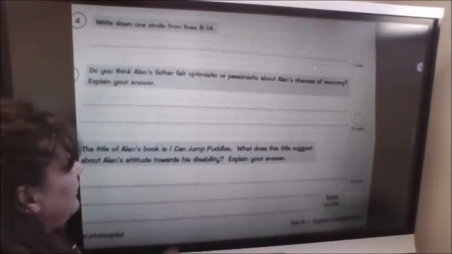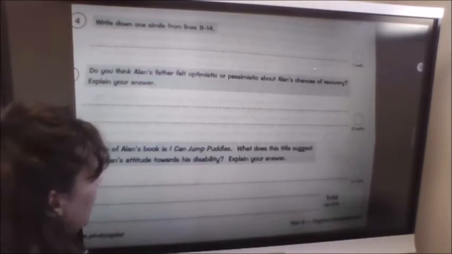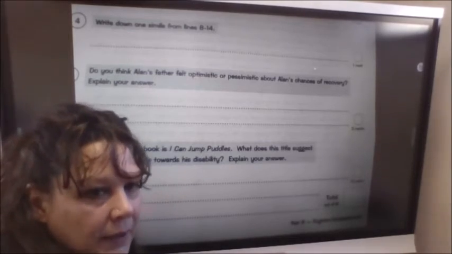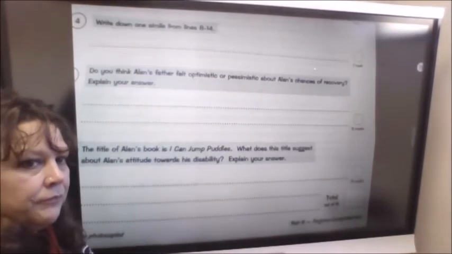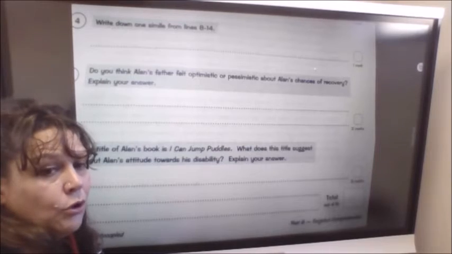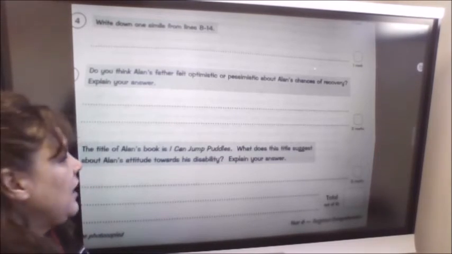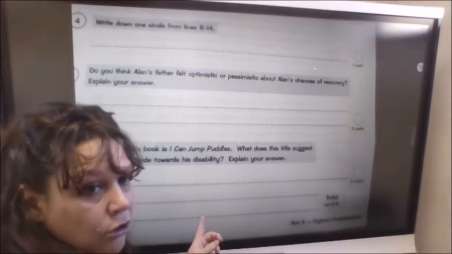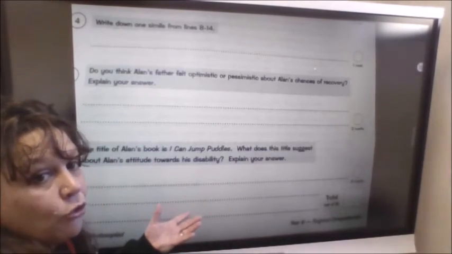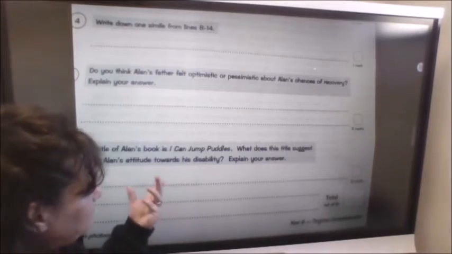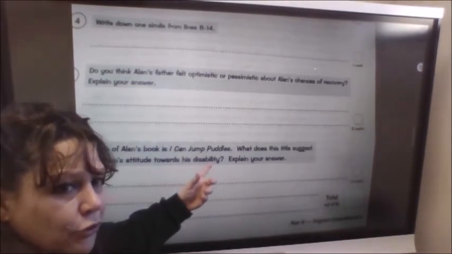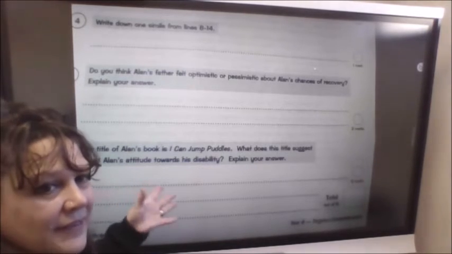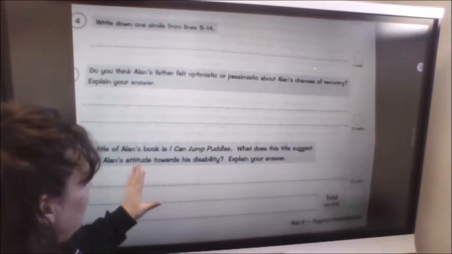The title of Alan's book is I Can Jump Puddles. What does this title suggest about Alan's attitude towards his disability? Okay, so usually people who suffer from polio, they certainly wouldn't be able to jump puddles. Okay, it would be a long, long road to some sort of recovery. But I can jump puddles. It's got an idea of optimism, hasn't it, in that? So have a little think.